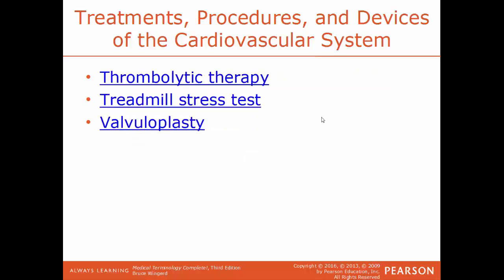So your next term, thrombolytic therapy, also known as thrombolysis. This is a treatment that's used to help dissolve dangerous clots in the blood vessels. The thrombo always refers to clot. Lysis means to break down or to destroy.